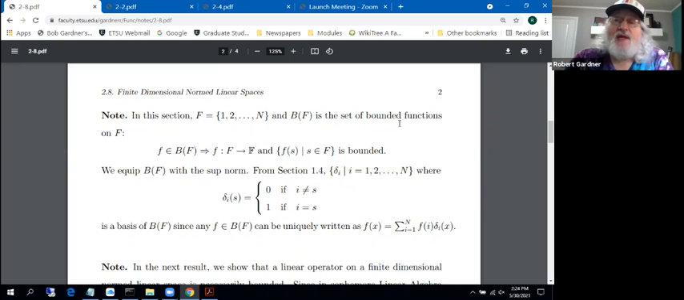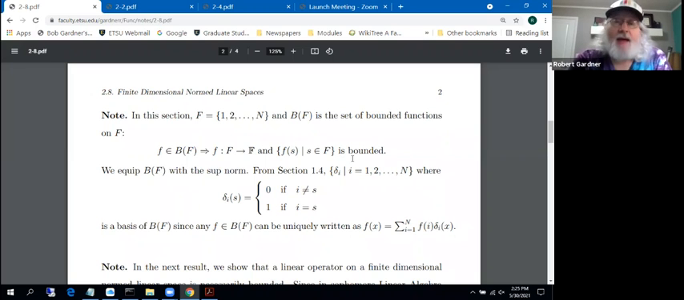B of F is the set of all bounded functions on F. So a function f is an element of B of F, which implies f takes elements of set F, 1 through N, and gives out an element of field F, three different F's, a different font for each of them. We'll take field F to be the reals or the complexes in practice, such that the set of f of s, such that s ranges over set F, is bounded.